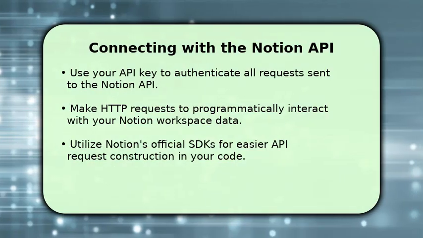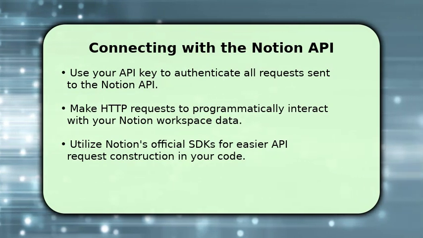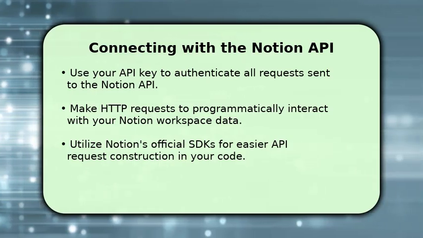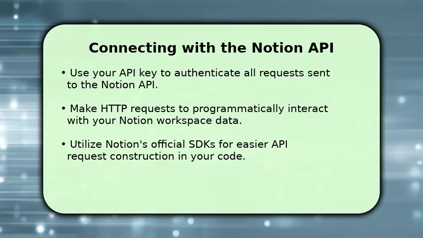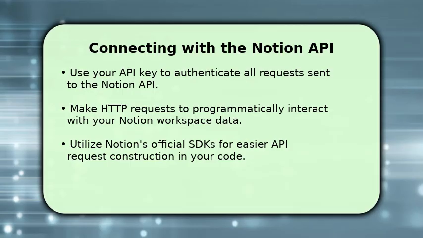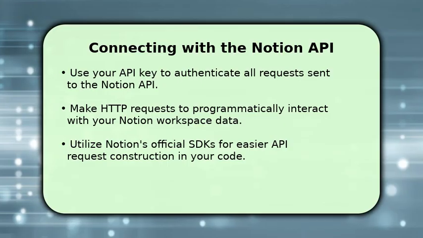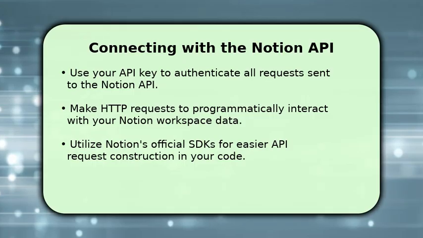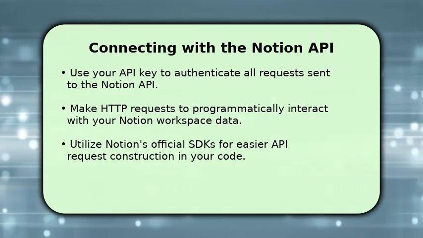Now, it is time to connect your application to Notion using the API. You will use the API key obtained earlier to authenticate your requests, typically by including it in the authorization header. Your application will send HTTP requests to specific Notion API endpoints to perform actions like querying databases, creating new pages, or updating existing entries. For developers, using Notion's official SDKs can simplify the process of constructing these API requests, saving you valuable development time.